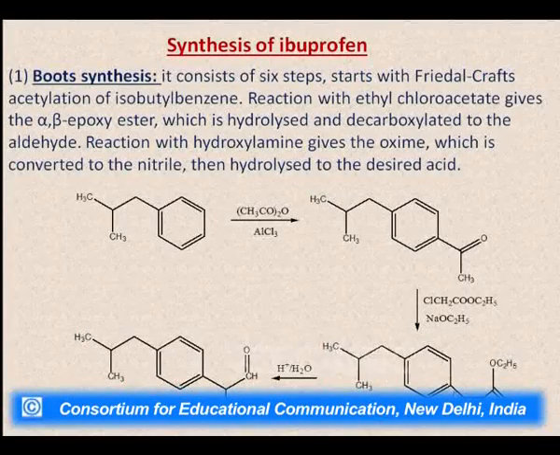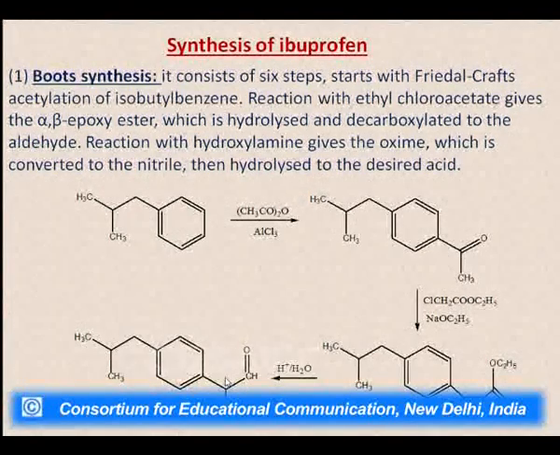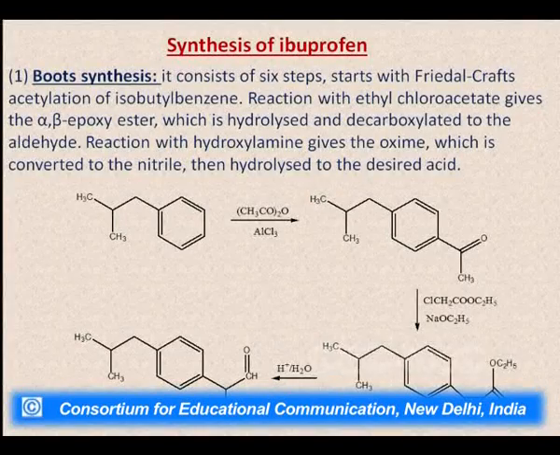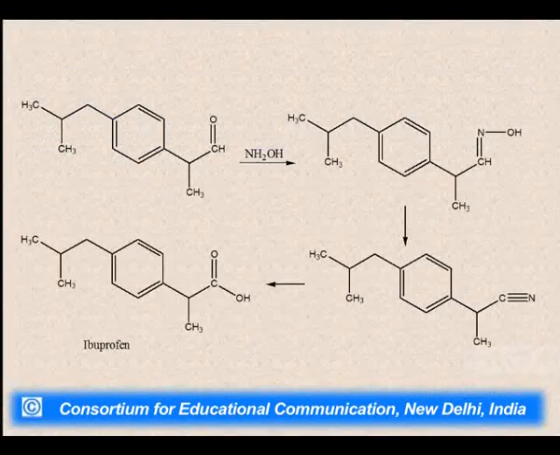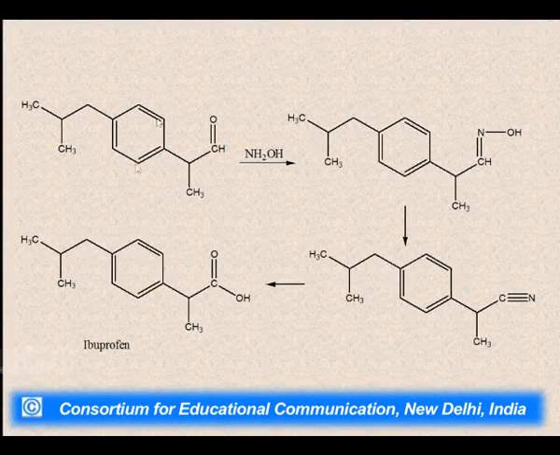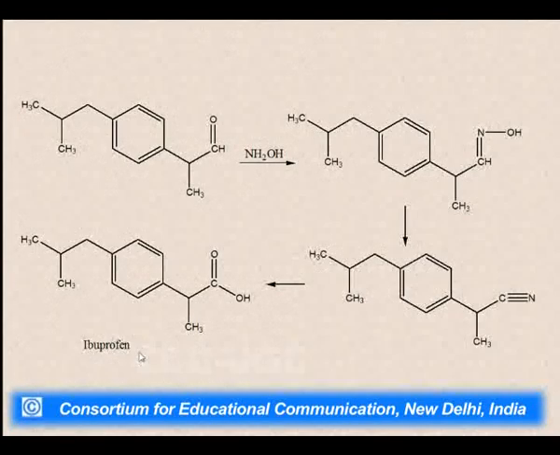Then reaction with ethyl chloroacetate gives us the alpha beta epoxy ester, which is then hydrolyzed into this structure, and then it reacts with hydroxylamine to give us the oxime. It will then convert into the nitrile product, and finally will give us the Ibuprofen. So, it was the Boots synthesis.